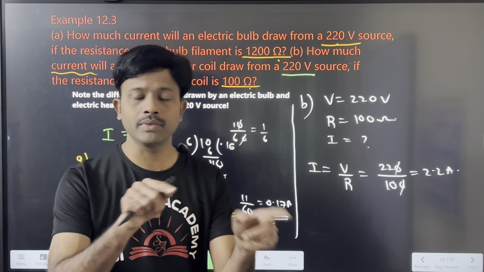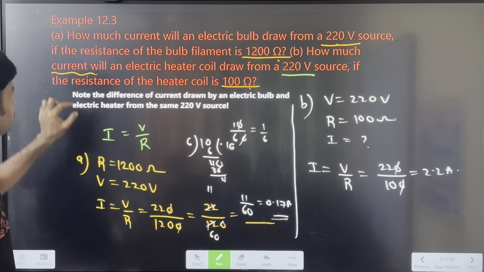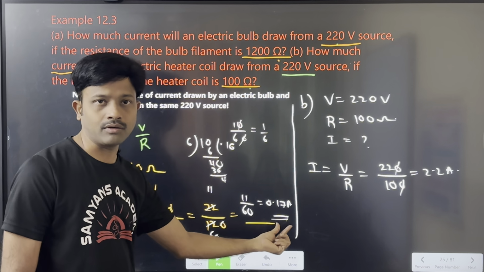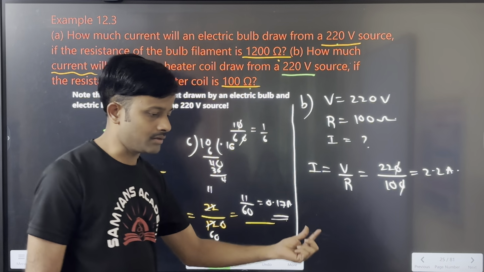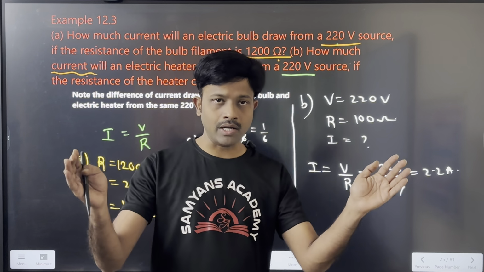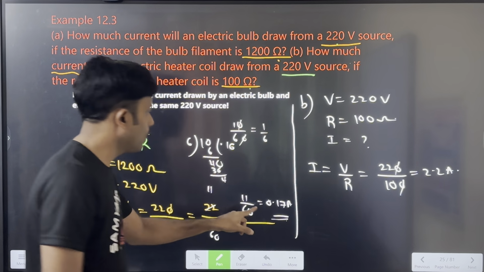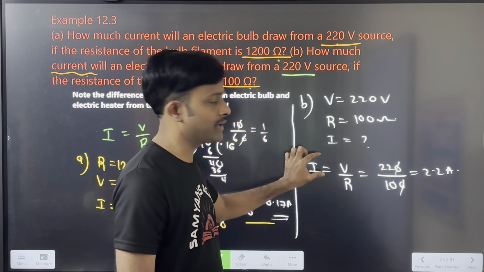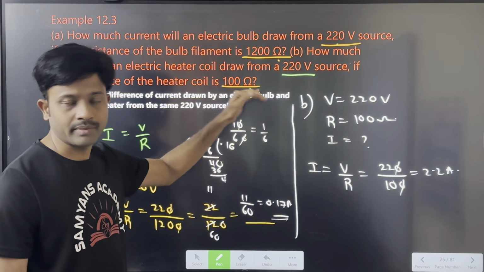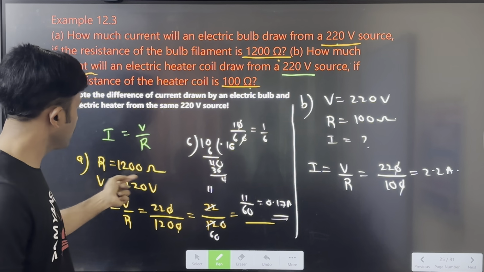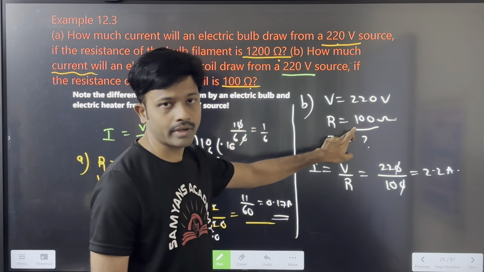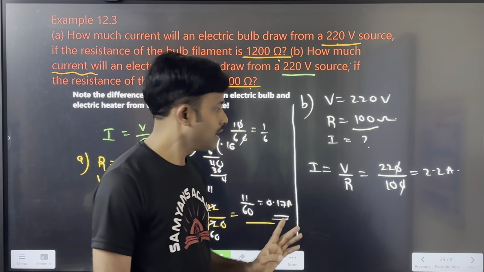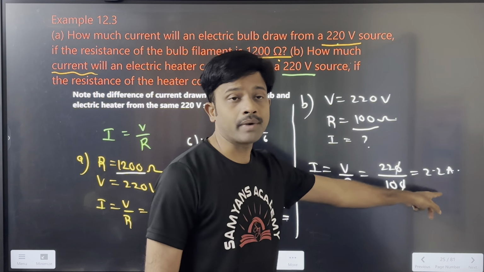Now you just compare both cases. The electric bulb has a resistance value of 1200 ohm, and it has a low current value of 0.17 ampere. Means the material which has more resistance has a very low current value, 0.17 ampere, right? Whereas the electric heater offers 100 ohm resistance, means the resistance value is low compared to this, 1200 here but 100 there. Both are connected to the same source, the same 220 volt battery, right? And now you see 220 by 100 gives 2.2 amperes.